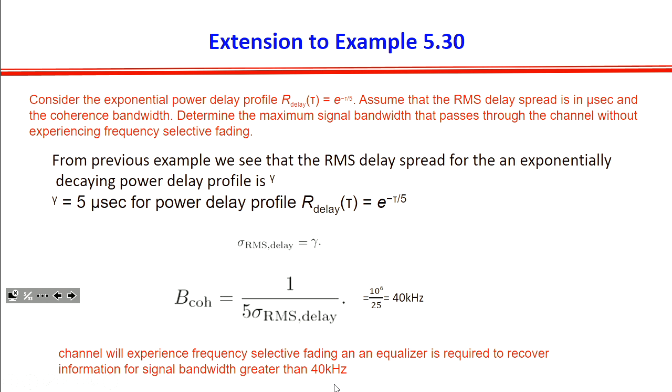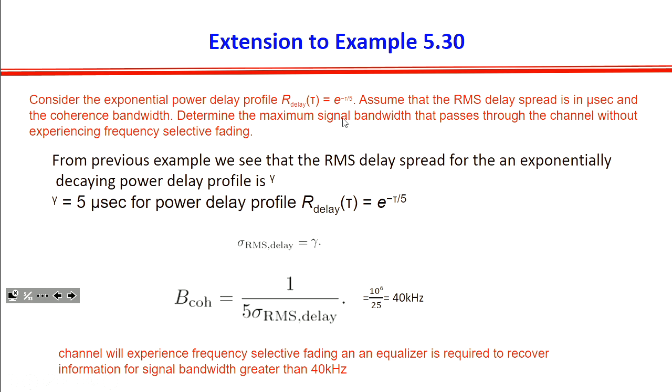So based on that, I gave you an exercise to do in the last lecture. What it asks for is, say for example, instead of gamma, I put a 5 there, e to the power of minus tau by 5. So that's the exponentially decaying channel we have. So you know the RMS delay spread is going to be gamma.